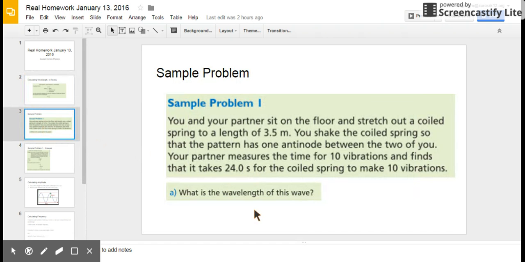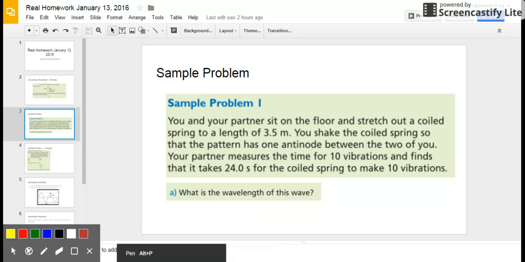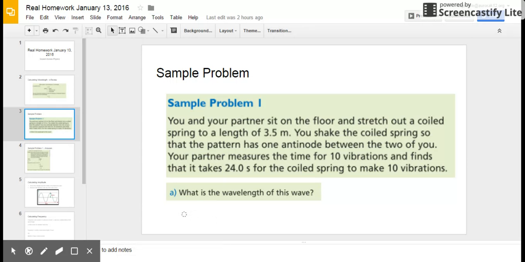So here's your sample problem. You and your partner sit on the floor and stretch out a coiled spring to a length of 3.5 meters. You shake the coiled spring so that the pattern has one antinode between the two of you. Your partner measures the time for 10 vibrations and finds out that it takes 24 seconds for the coiled string to make 10 vibrations. So the first thing that I'm going to do for this problem is I'm going to go ahead and draw a picture of this particular spring.